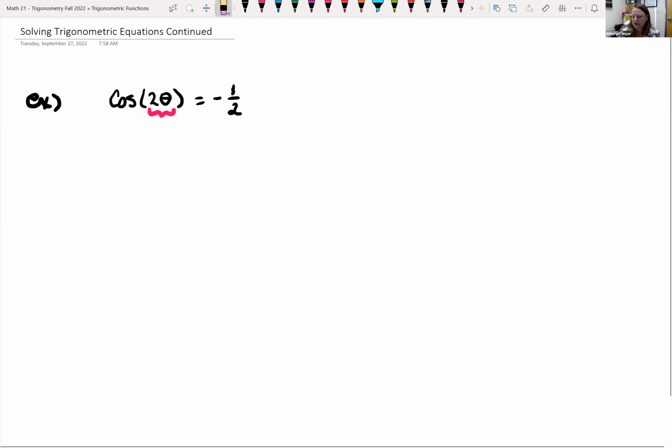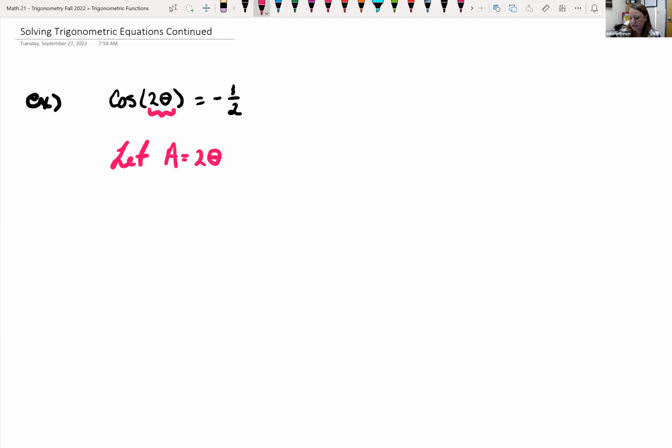What I tend to like to do is choose a variable to be that argument if it's not just theta. So maybe let A equal 2 theta. If we rewrite this now, we have cosine of A is equal to -1/2.